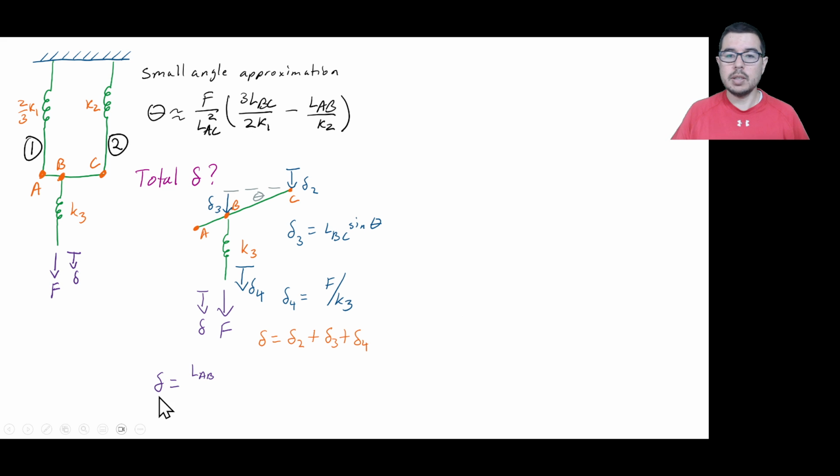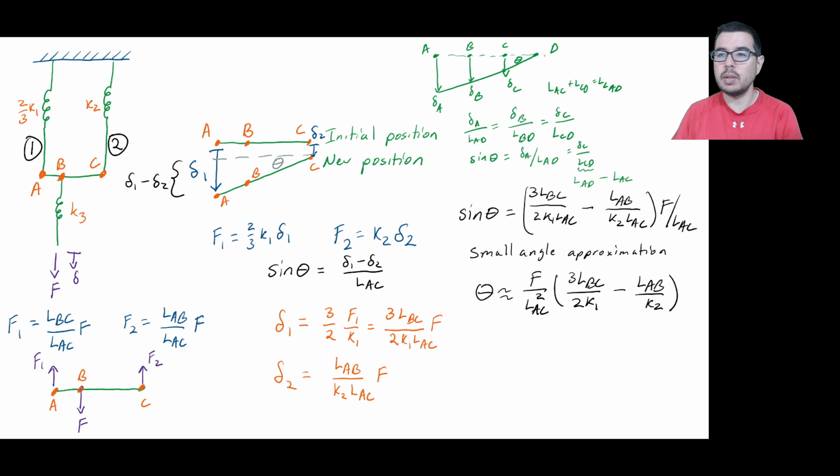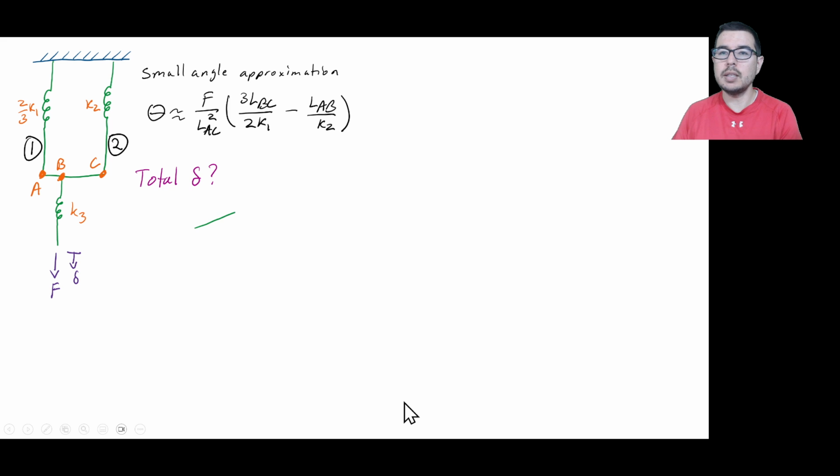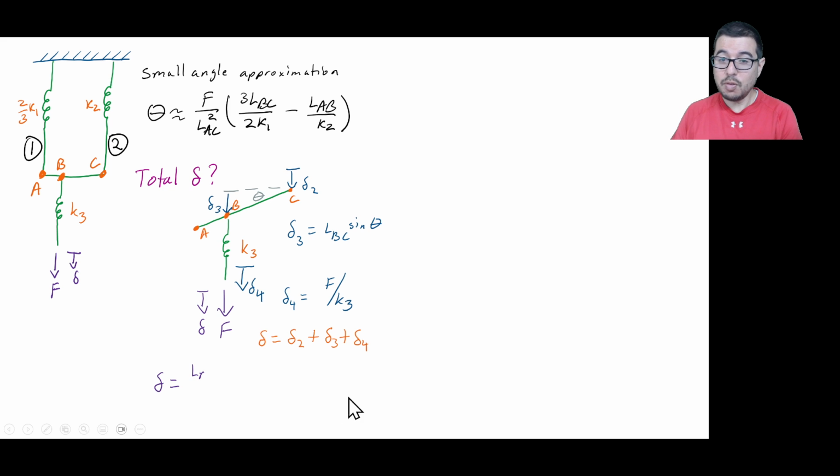And so the result is that the delta at the end is going to be equal to this quantity, where we've got our LBC sine theta right here. We've got our delta 4 right here. And we've got our expression for the delta 2 from, let's see, I guess it's from there, right here, going back to the previous slide, delta 2 right here, okay? So that is how we solve for the overall displacement in this system where we have rotation.